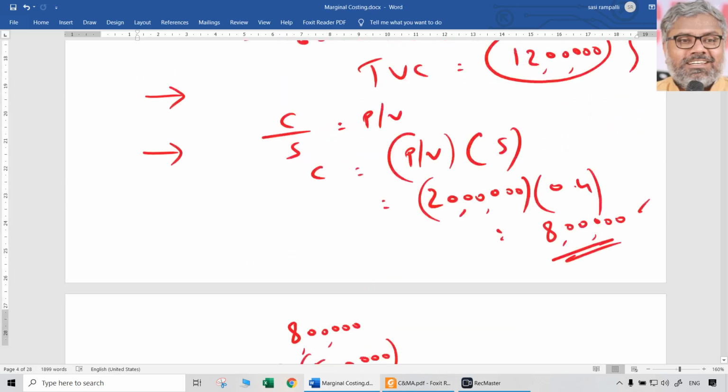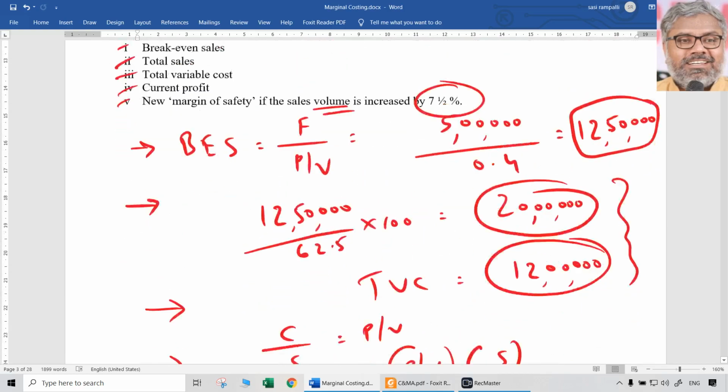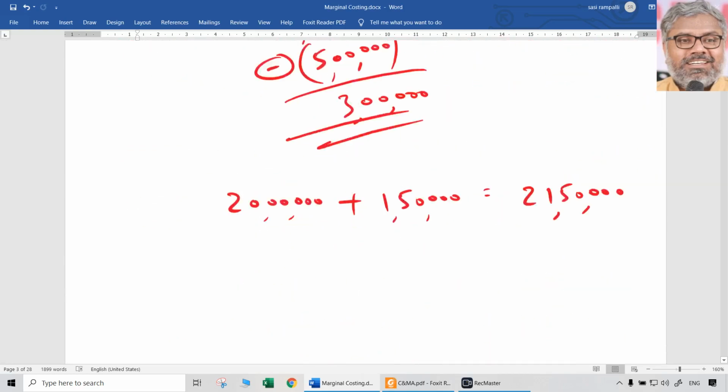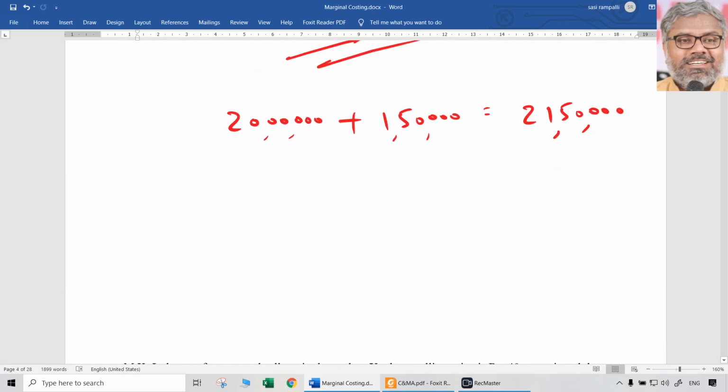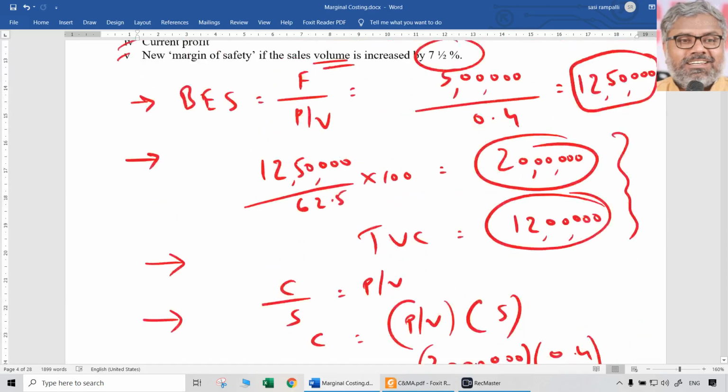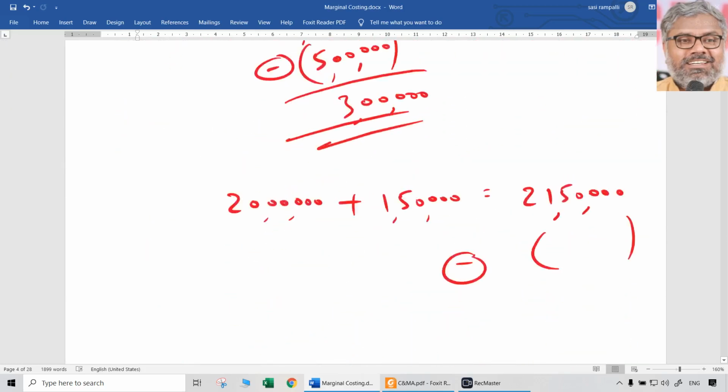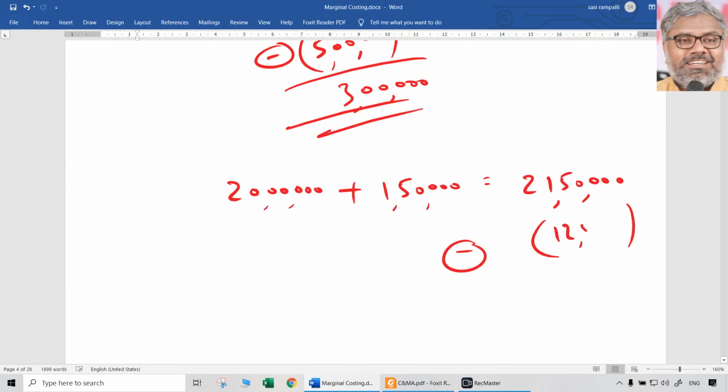Now the question is, what is asked? Margin of safety is asked. How can we get margin of safety? Total sales minus break-even sales is margin of safety. Break-even sales already we know, that is 12,50,000. So what is the new margin of safety? Current margin of safety is different. New margin of safety is different. So 21,50,000 minus 12,50,000 is 9 lakhs is the new margin of safety. That is the answer for fifth question.